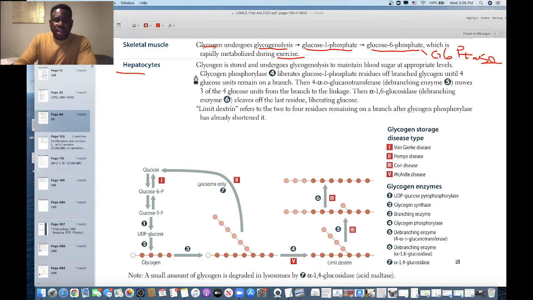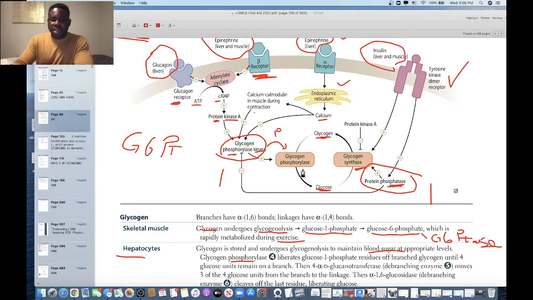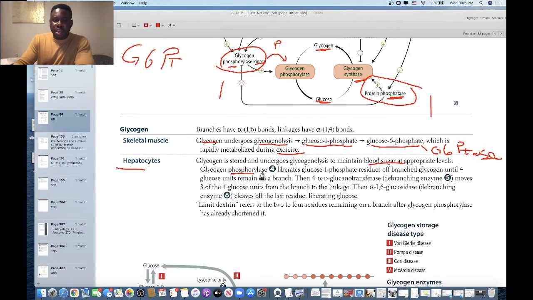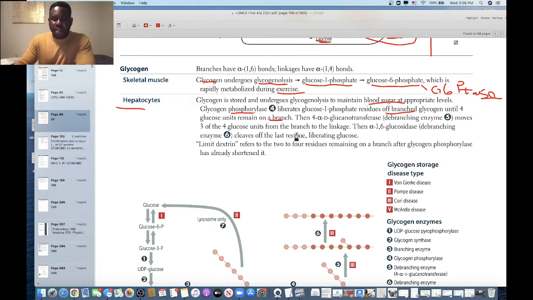Okay, let's read this quickly. Glycogen is stored and undergoes glycogenolysis, that's a breakdown, to maintain blood glucose levels at appropriate levels. Okay, glycogen phosphorylase liberates, as we saw in here, glycogen phosphorylase is the one that is removing the glucose from glycogen. It liberates glucose 1-phosphate residues of branched glycogen until 4 glucose units remain on a branch. That is low yield information. Nobody will test that.